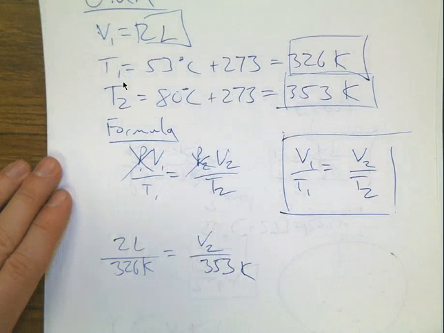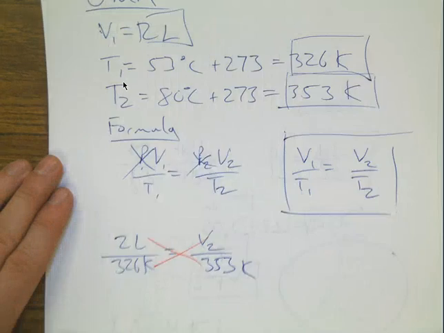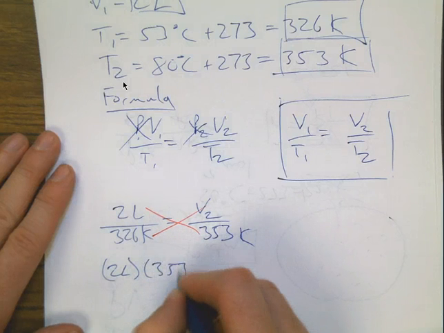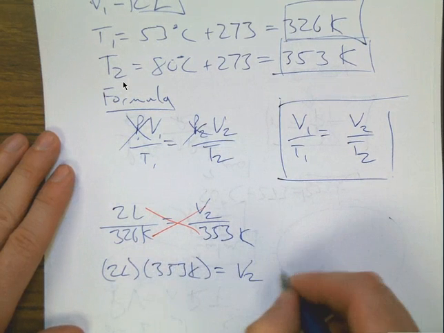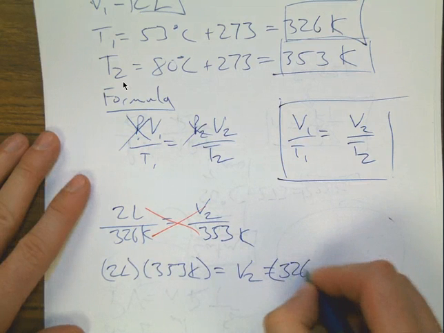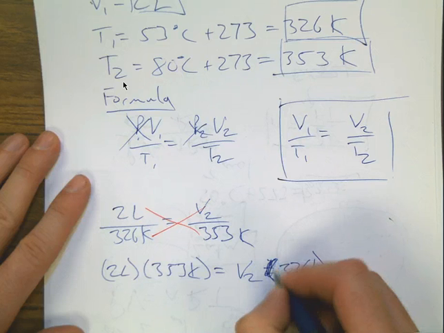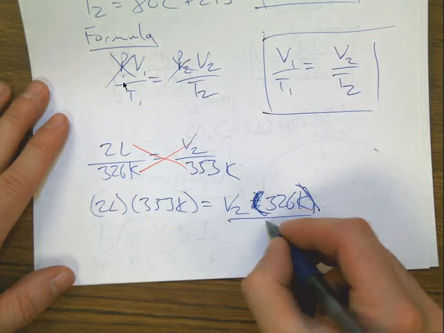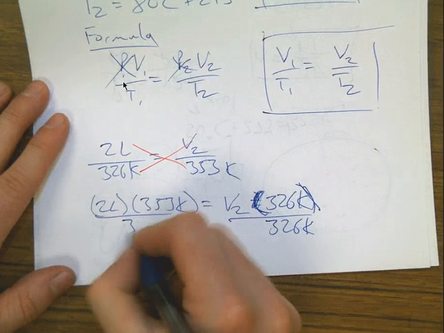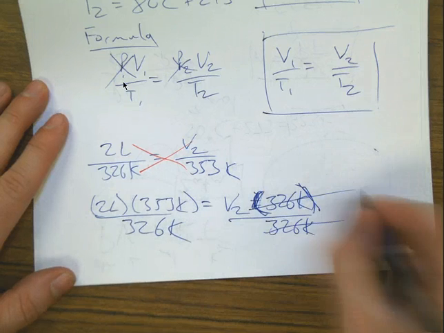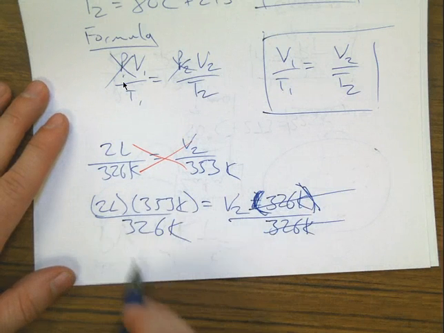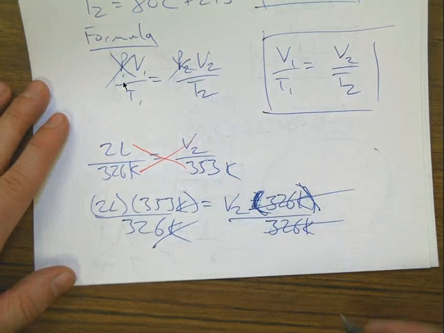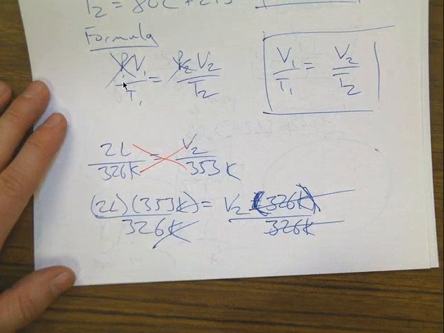To solve this problem, do the cross multiply. So 2 liters times 353 Kelvin is equal to V2 times 326 Kelvin. Sorry, you shouldn't see any equal sign there. There's parentheses here. So now I have to get V2 by itself. So I'm going to divide by 326 Kelvin on each side. This goes away. V2 equals 2 liters times this temperature divided by that temperature. The Kelvin goes away. And then you know the size of your container after you've increased the temperature. And it's, of course, going to be larger than it was before.